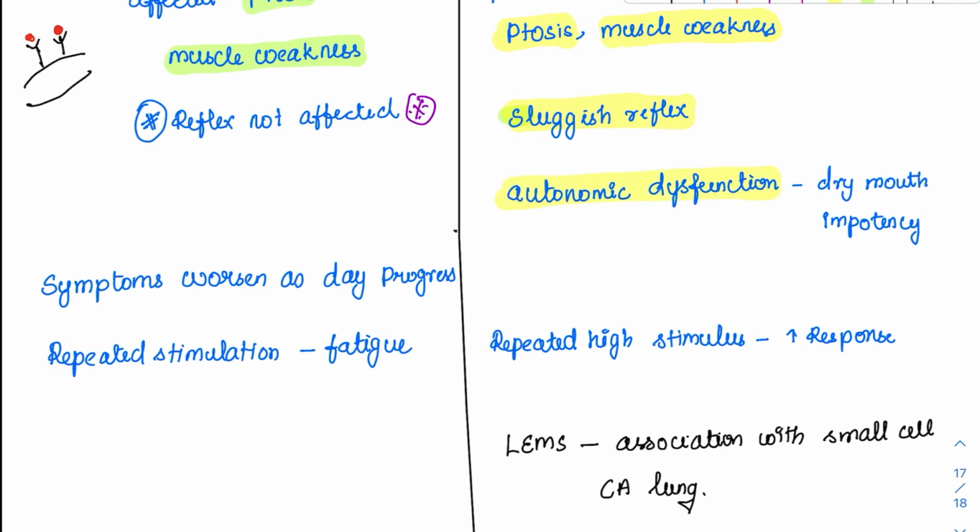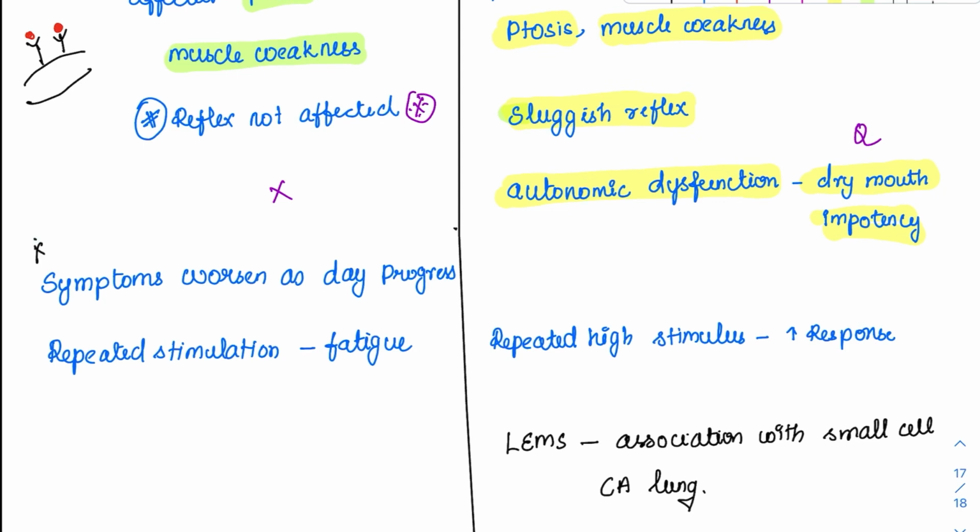Autonomic dysfunction like dry mouth and impotency, if it is given in the question, then it is most likely Lambert Eaton syndrome, because this is not at all present in case of myasthenia gravis. Then what happens? The symptom worsens as the day progresses in case of myasthenia. This is another important clue.